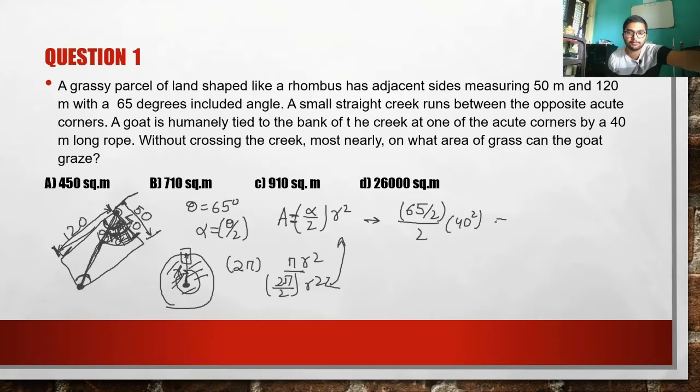Now there is a problem. It will give you something like 26,000 square meters, which is wrong. Why? Because this is in degrees, and degrees is not of real nature. When we are using everything in real form, we need to use this degrees also in real form. That means we have to convert it, and radians is the right thing here. So we have to convert this degrees into radians. That means 65 by 180 into pi. This total by 2 and here by 2, total divided by 4 into 40 square.